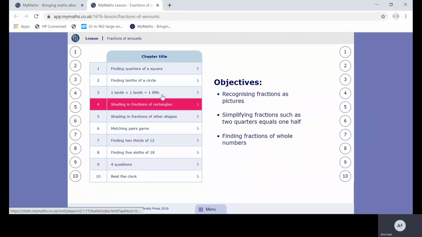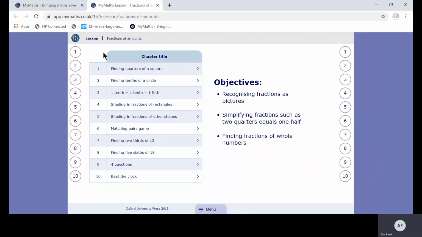Good morning, everyone. So today we're looking at fractions of amounts. So the objectives are recognizing fractions as pictures, simplifying fractions such as 2/4 equals 1/2, finding fractions of a whole number.